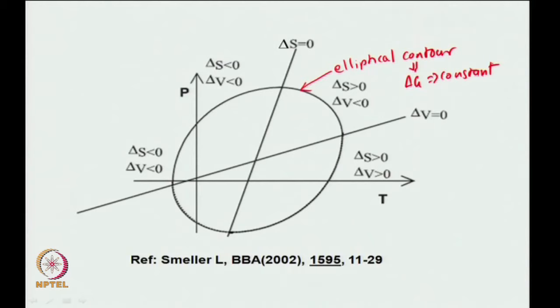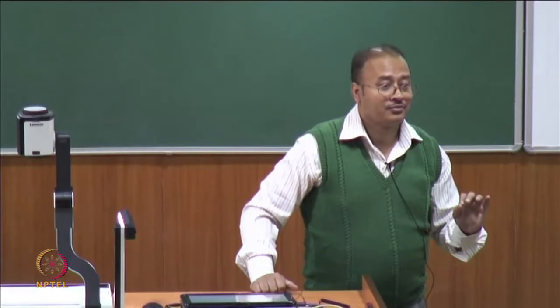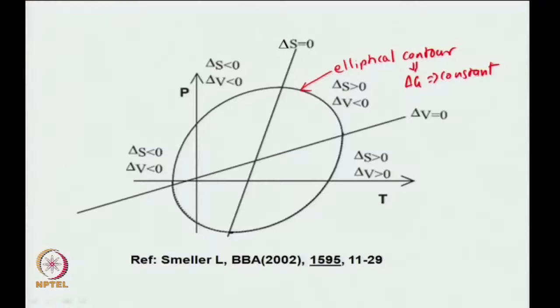Now what do you mean by a constant free energy difference? That means G of D minus G of N along all the points on the perimeter of the ellipse is the same. Now when can it be the same? Remember what delta G is equal to? Minus RT natural log K equilibrium. That means no matter where you are, your K equilibrium is the same, because delta G is the same, right. If your K equilibrium is the same, what is K equilibrium equal to?